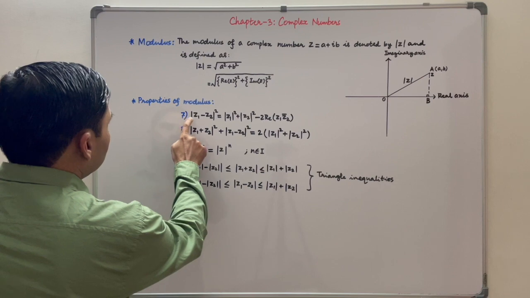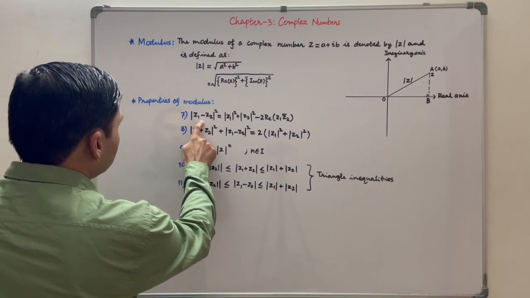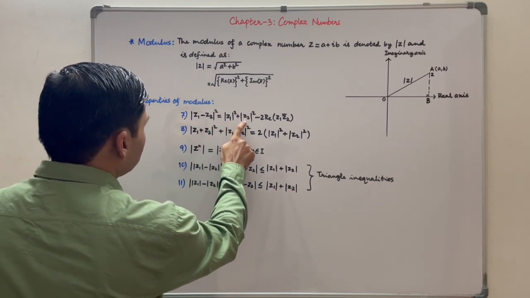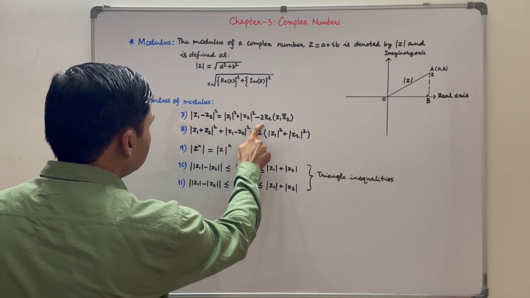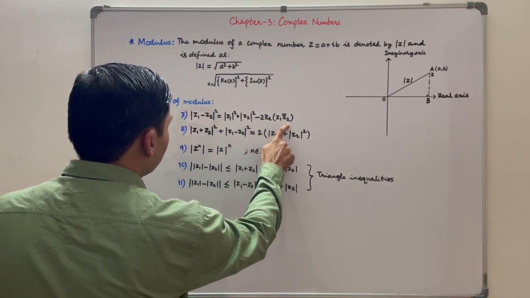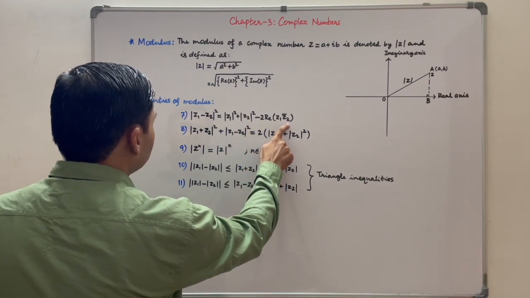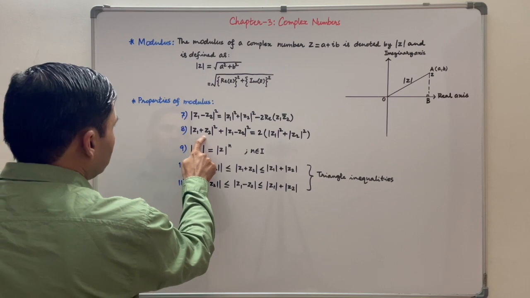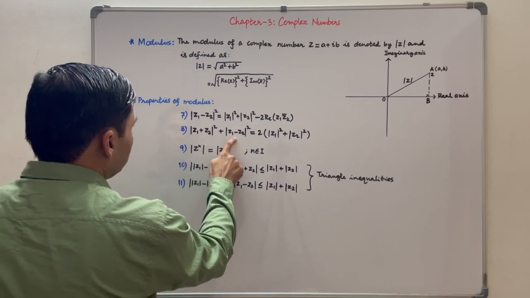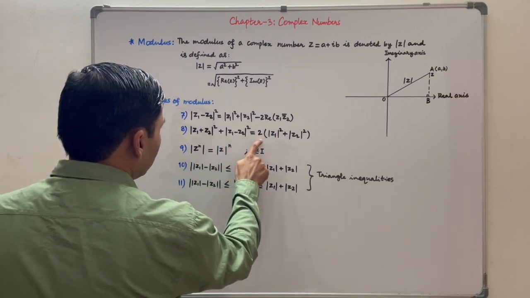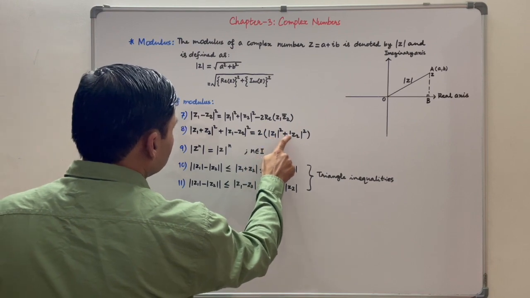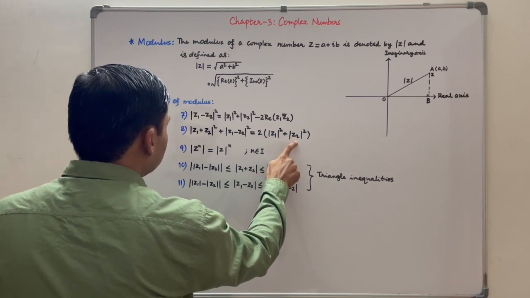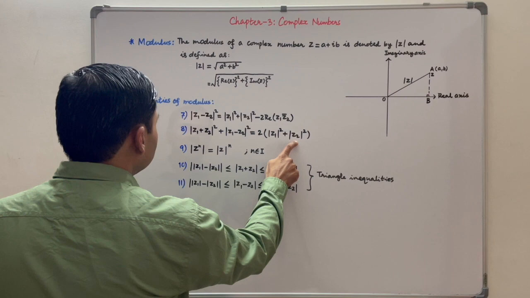Seventh property, mod z1 minus z2 square is equal to mod z1 square plus mod z2 square minus twice real of z1 z2 bar. This is very similar to property number 6. We can prove it the same way. Property number 8. Mod z1 plus z2 square plus mod z1 minus z2 square is equal to twice of mod z1 square plus mod z2 square. We will get this when we add property number 6 and property number 7.